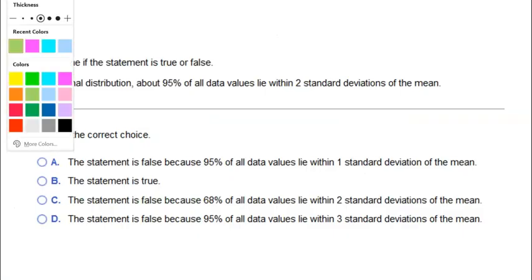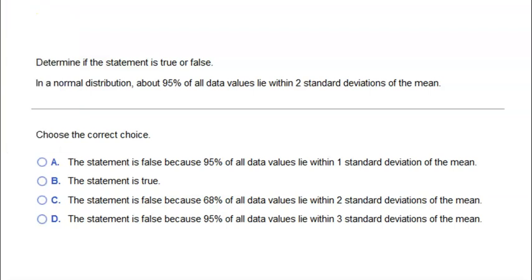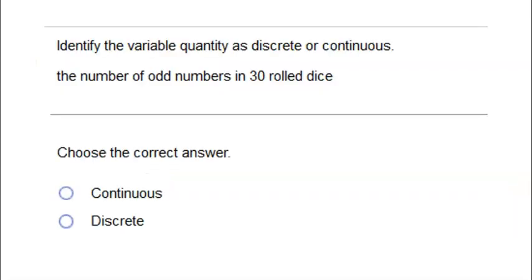So we know for a fact that 95% is 2 standard deviations of the mean. Let's read it again. In a normal distribution, about 95% of all data values lie within 2 standard deviations of the mean. This statement is true. And all the others are false. And we're going with that. That is it. Next question.